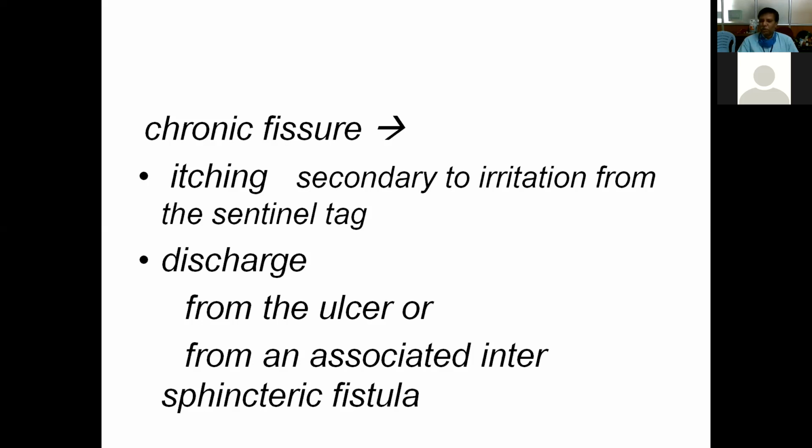A complex type of fissure will be associated with anal gland infection and subcutaneous fistulas. So a fissure with fistula or infection is called a complex fissure. In such cases, there will be perianal discharge. So in chronic cases, additional features of itching and discharge will arise, apart from the pain and bleeding.